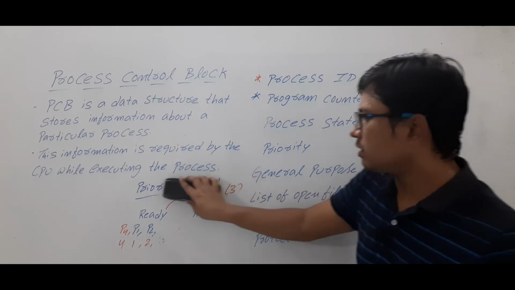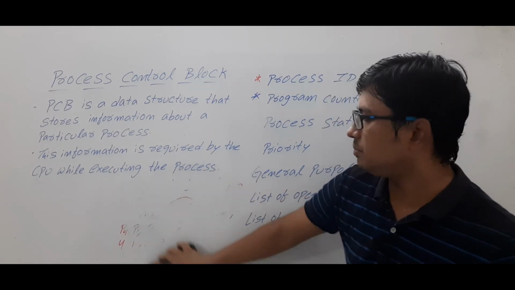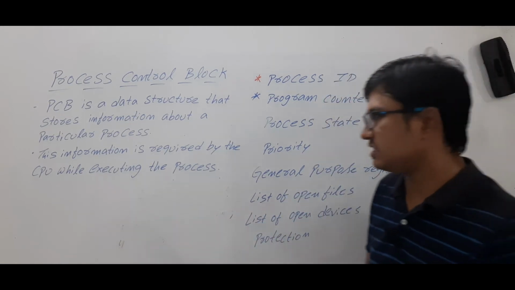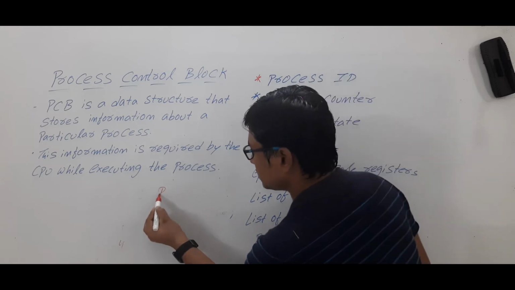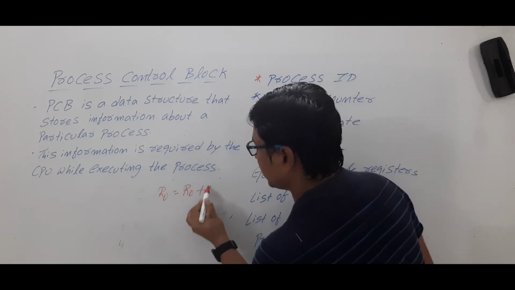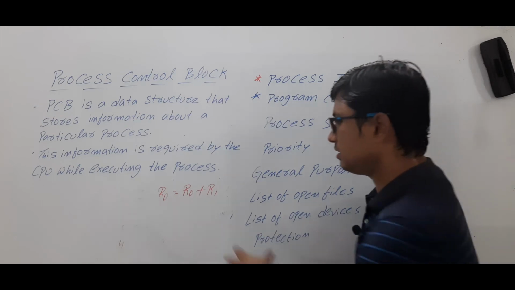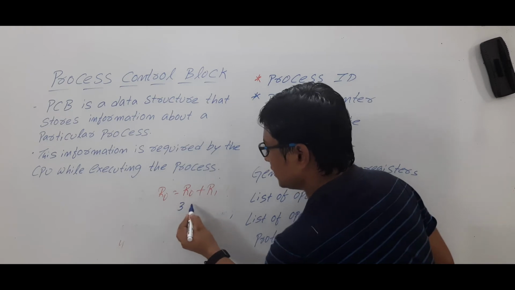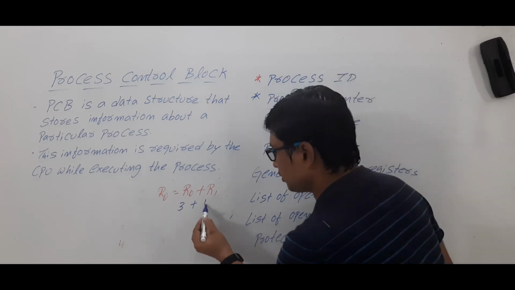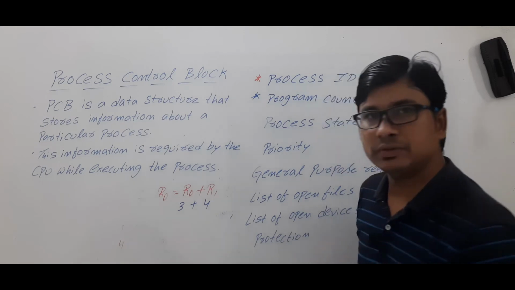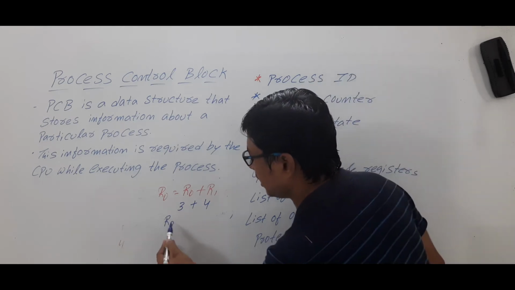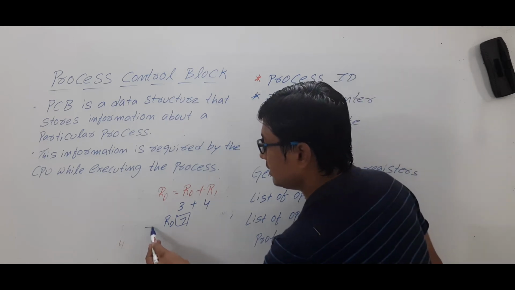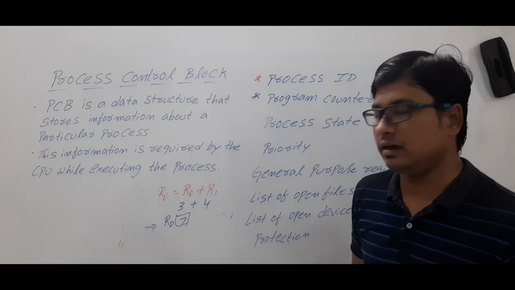Then general purpose registers. In the computer organization course, I have discussed the general purpose registers. Now let me discuss with a simple example. I have an instruction R0 = R0 + R1. Let's take that R0 and R1 are registers. Let's take that R0 has the value 3 and R1 has the value 4. Now you perform 3 plus 4 and the result will be stored in R0. Now let's take that after executing this one, there is a preemption. Are you able to understand?